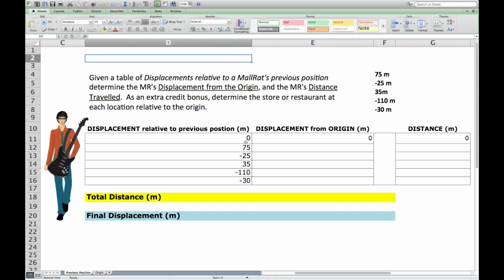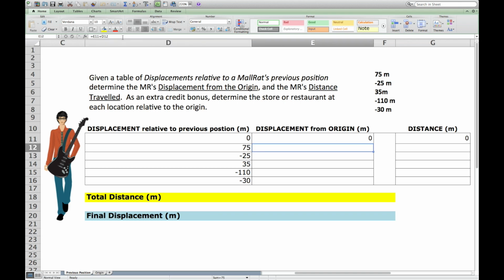Okay, if we move 75 meters, the displacement from the origin should be 75 meters, okay? So in the first case, we're starting at the origin, so this should be completely matched. And so that is absolutely the case, that we're going to move 75 meters in the positive direction. What's the distance we traveled? Well, it's also going to be 75 meters, okay?